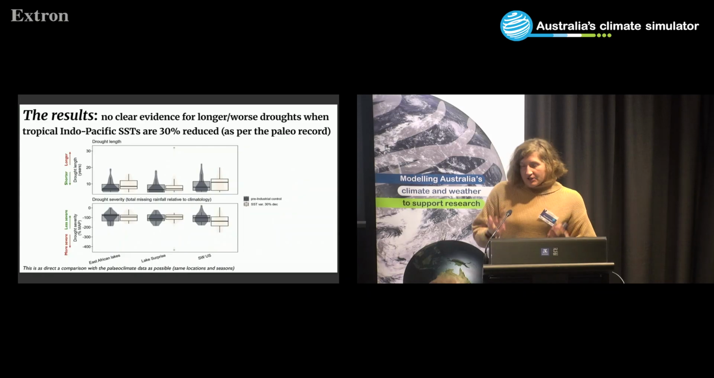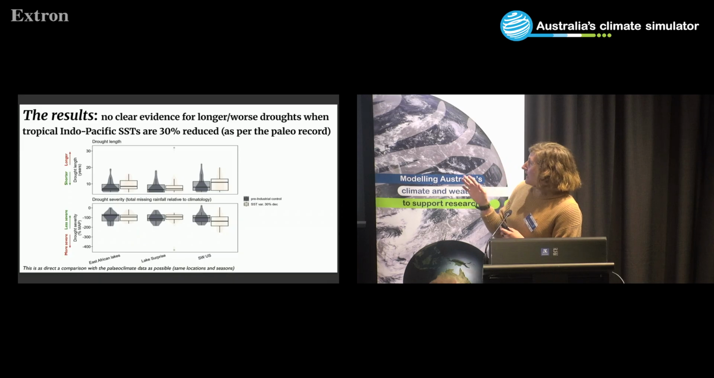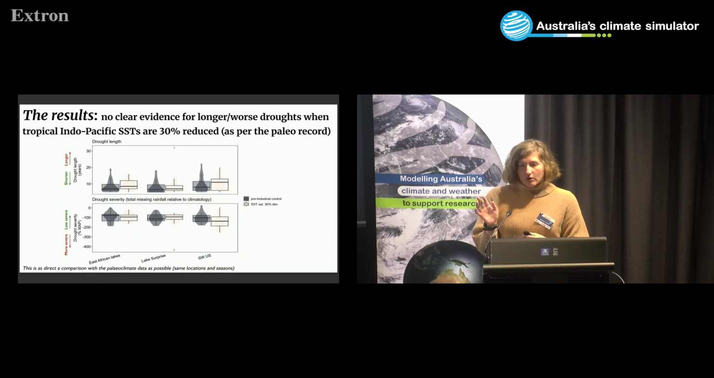And then in each case, there are two violin and box plots. In the grey is the range of values from the pre-industrial control, and then in the cream are the values from the simulation where we reduced ENSO and IOD variability by 30%, so as per our hypothesis.